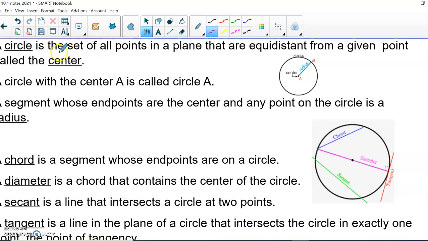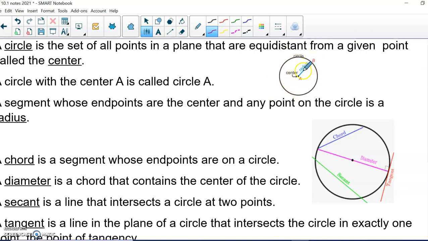First of all, what's the definition of a circle? A circle is a set of all points in a plane, so it's two-dimensional, it's flat, that is equidistant from a given point. That given point is called your center. I always think if you have a nail with a string and maybe a piece of chalk on the end of that string and you swing it around, all those points make up the circle.